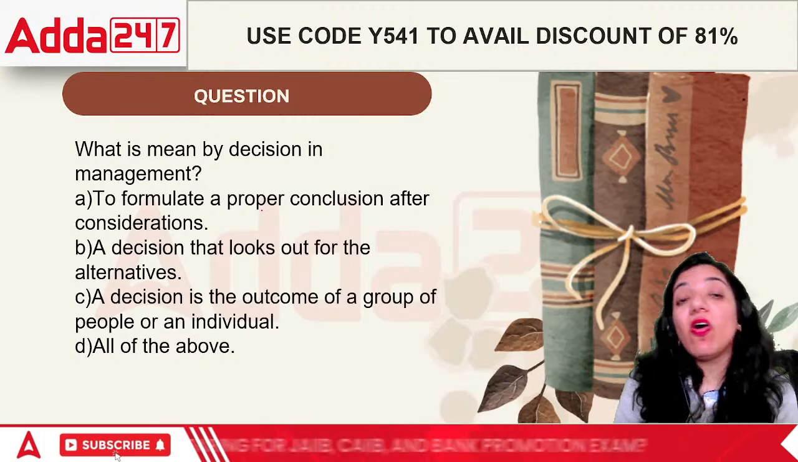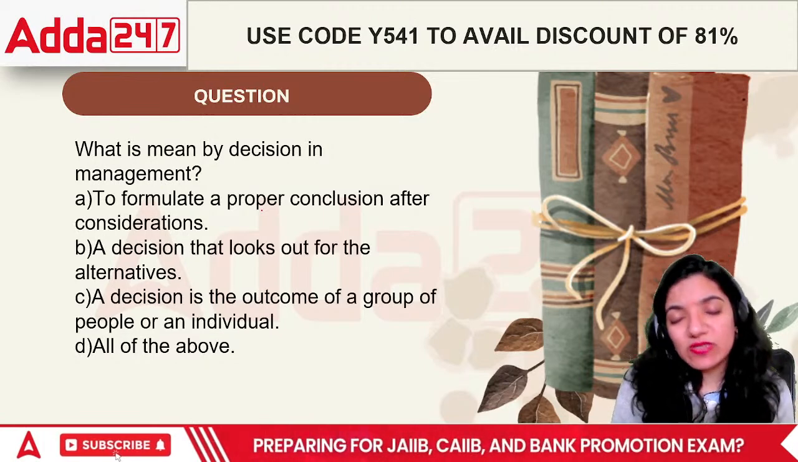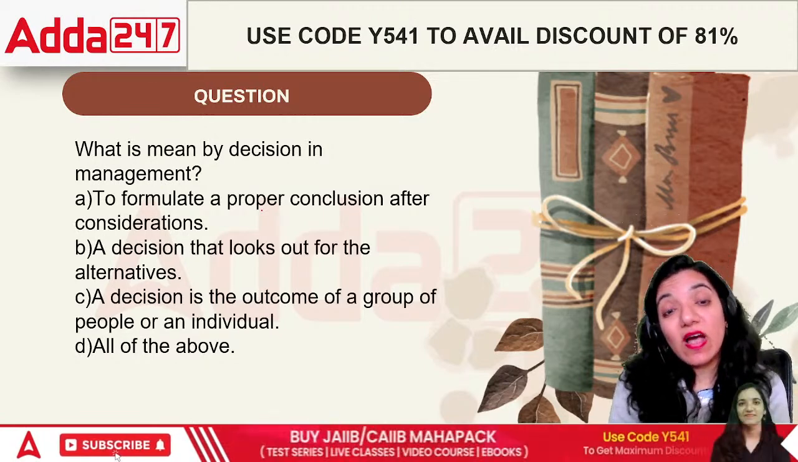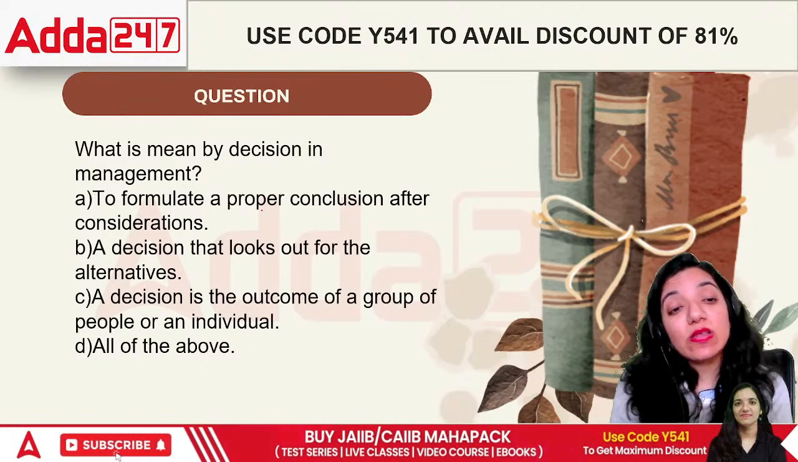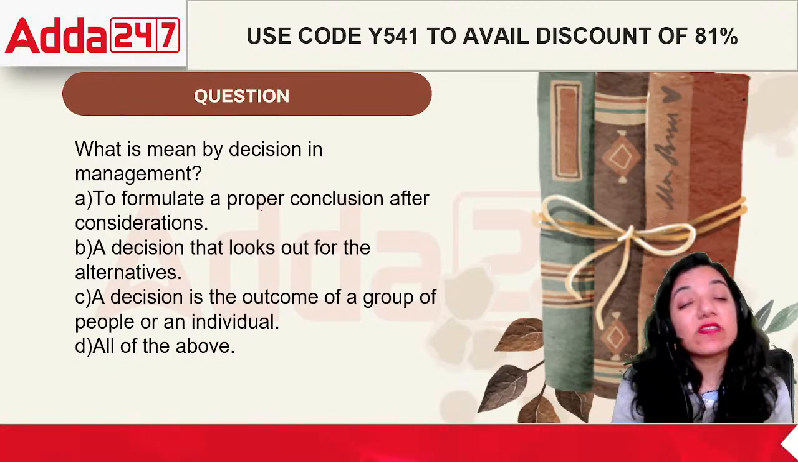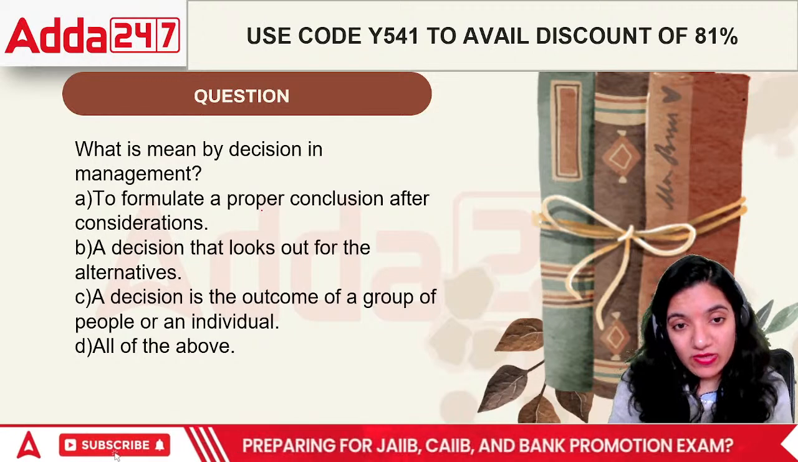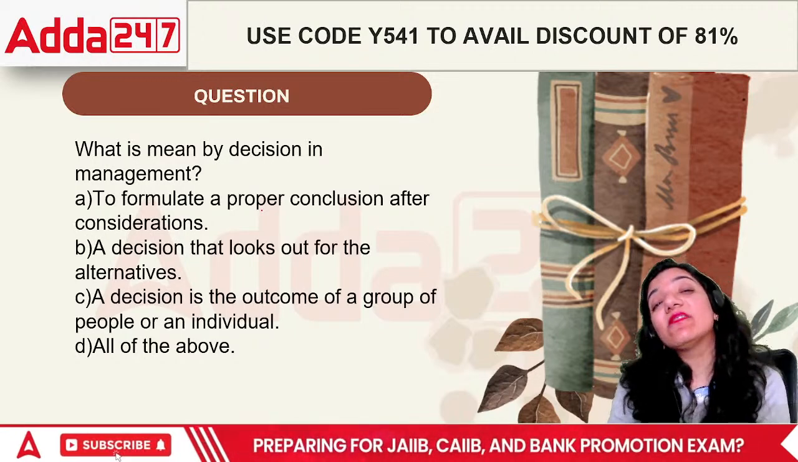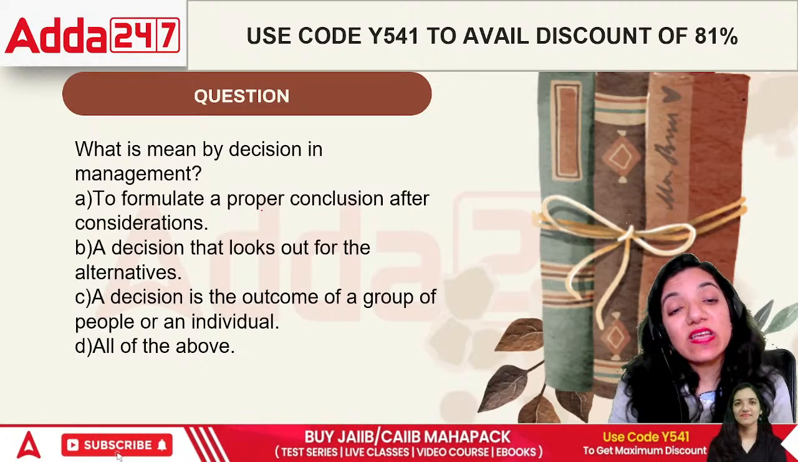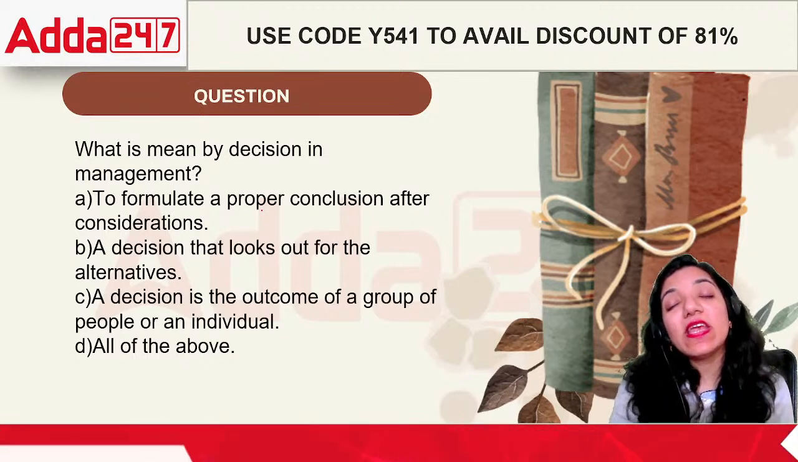What is the meaning of decision by management? What do they do in terms of decision making? Are they formulating proper conclusion? Decision is basically looking out for different alternatives. It is not looking out for different outcomes. We are considering the various outcomes and choosing the best. Decision is the outcome of the group of people or an individual.